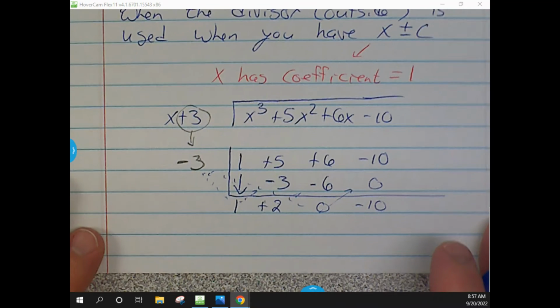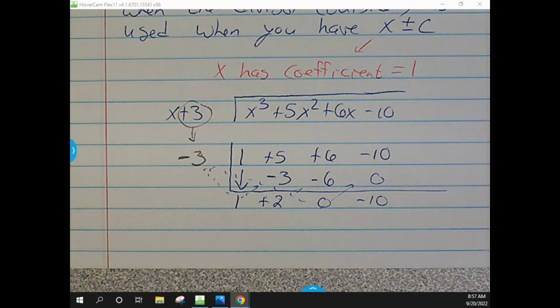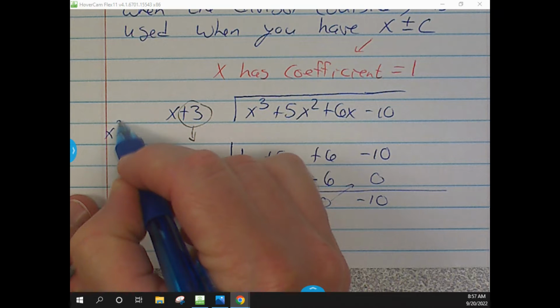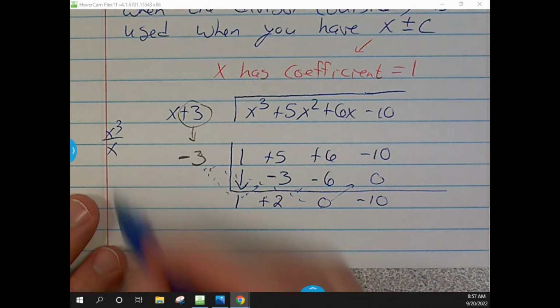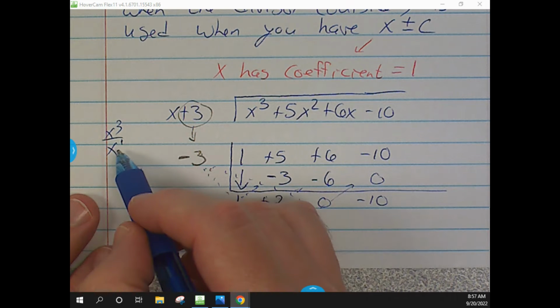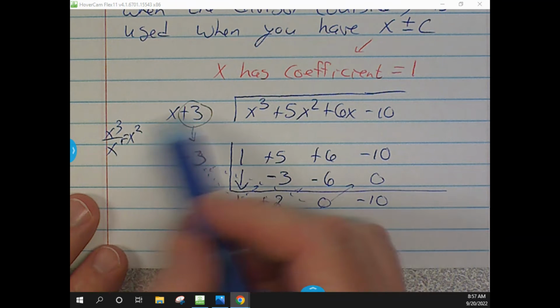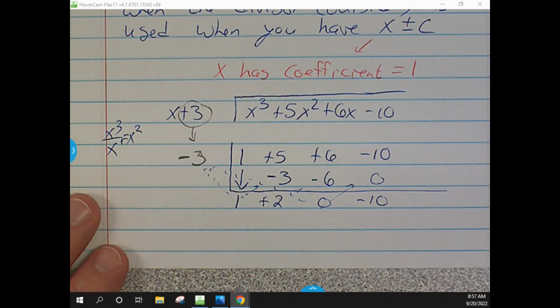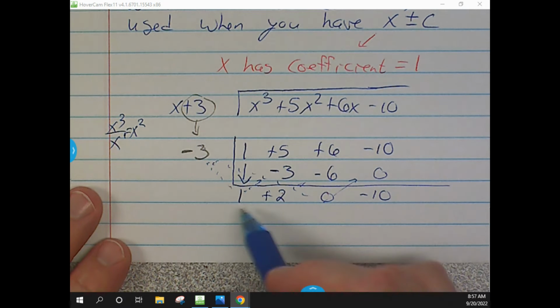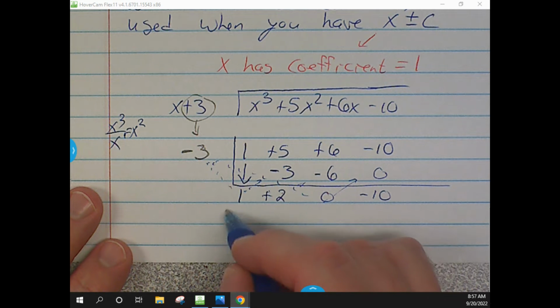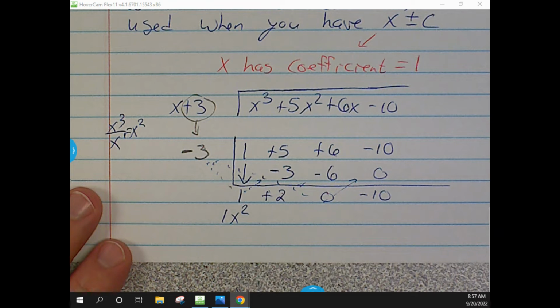Okay, and you may be saying, well, all we got is numbers. We don't have any x's. Okay, so now here's where we kind of borrow from the first part. If we key off what we're doing in long division, it was x to the third divided by x. So the very first term, we're going to bring it down in power. We're going to subtract these, and it's going to start off with x squared. So this first number is basically going to be 1 x squared.